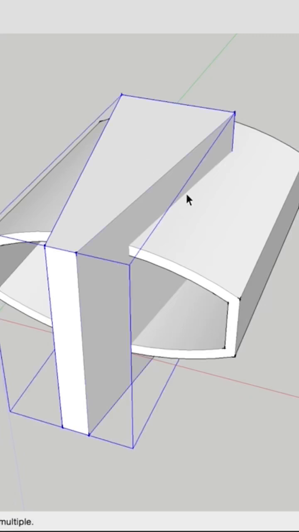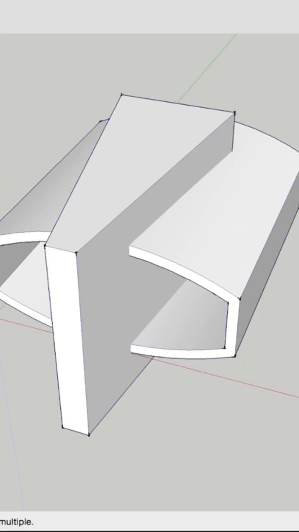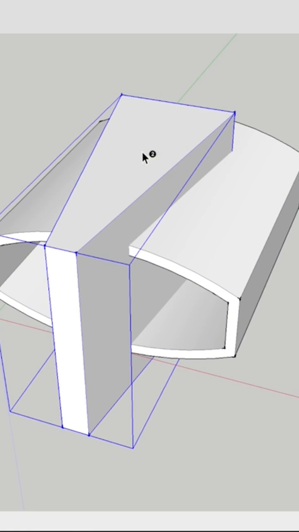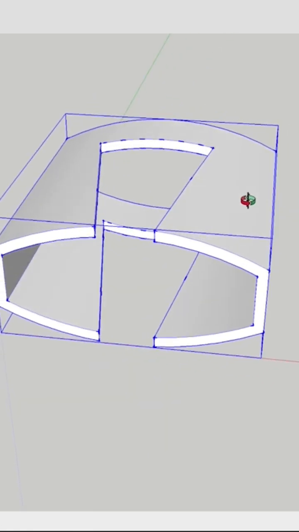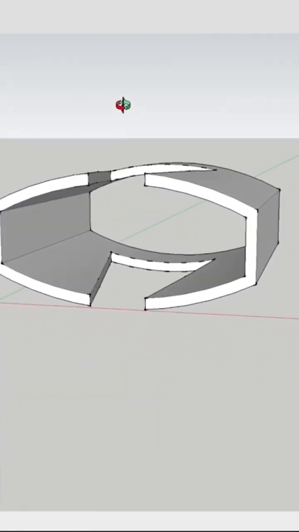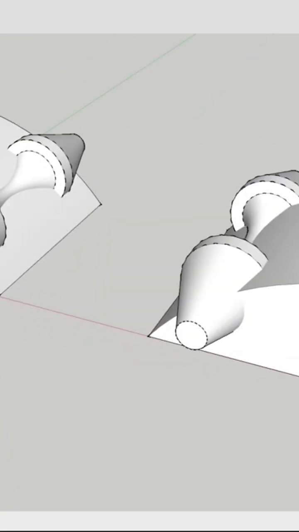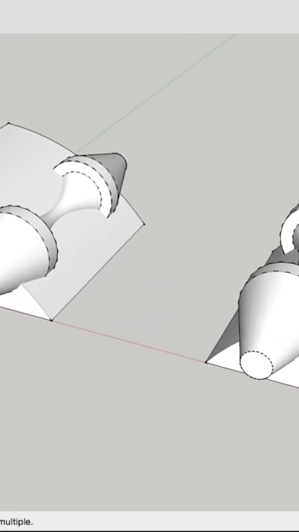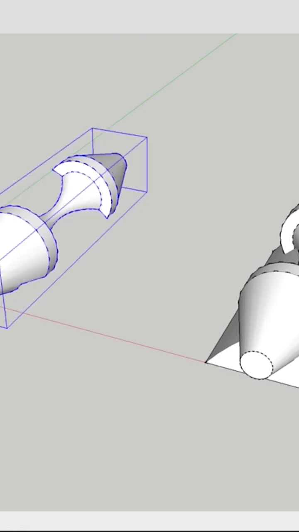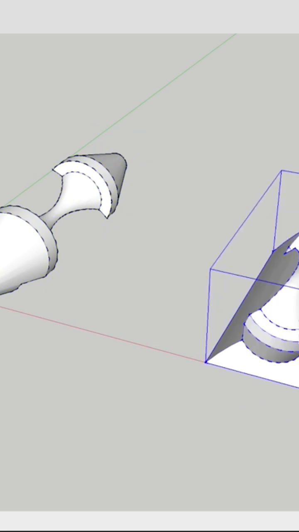And subtract. Take two separate groups, overlap them, and subtract will remove the intersecting geometry of one group with the other. The important thing to remember is the order in which you pick the groups. For example, look at these two similar sets of groups. When using subtract, the first object you pick will be cut away from the second object, so we can achieve different results based on the order you choose.